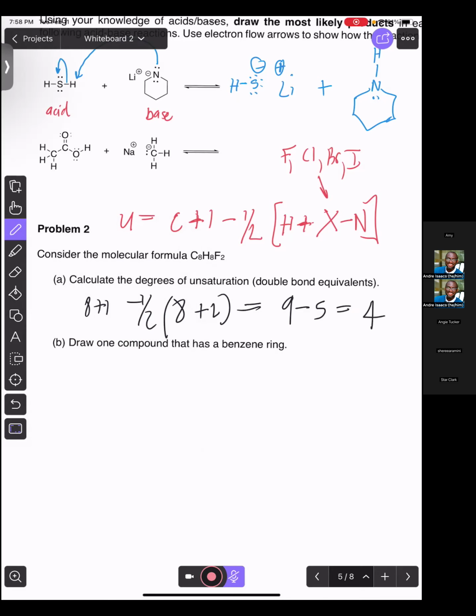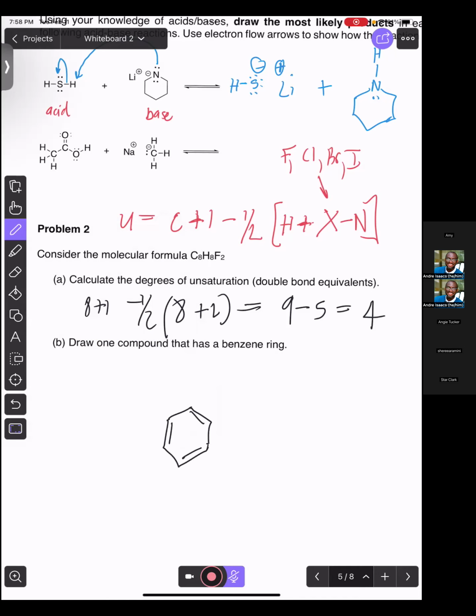But I kind of gave it away to you what to draw, because I directed you. I said, draw me one compound. The formula that I want you to draw is something that has a benzene ring in it. So let's draw a benzene ring. You should remember what a benzene ring looks like. We went through the functional groups. That's a benzene ring, and guess what? A benzene ring satisfies your 4, because the benzene ring has 1 ring and 4 double bonds.